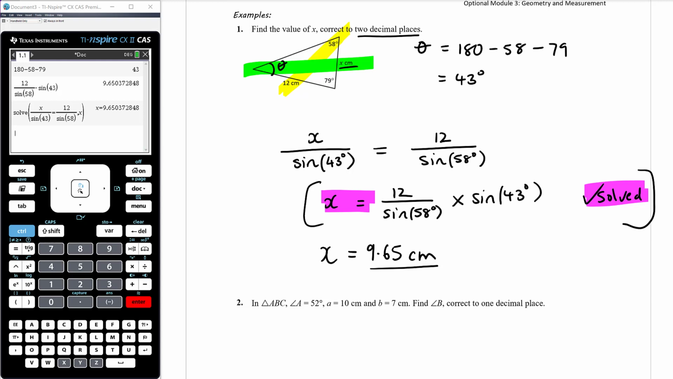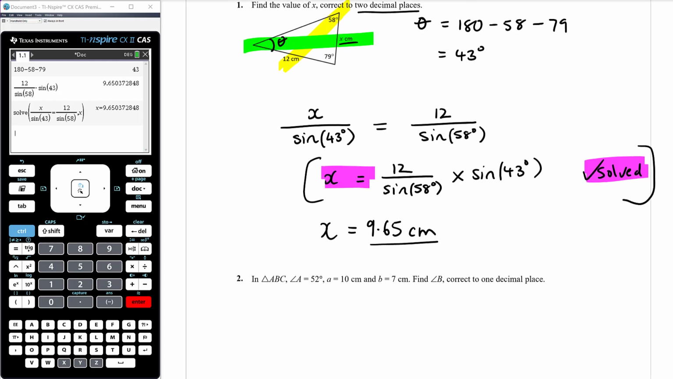Okay, so whilst this middle line isn't necessary, it's a slightly easier calculation with your CAS, and it's not that hard. So if you're capable of doing that, I would encourage you to get the x on its own yourself.